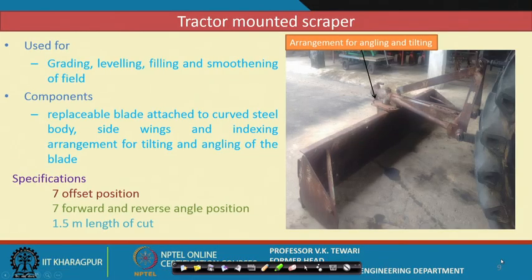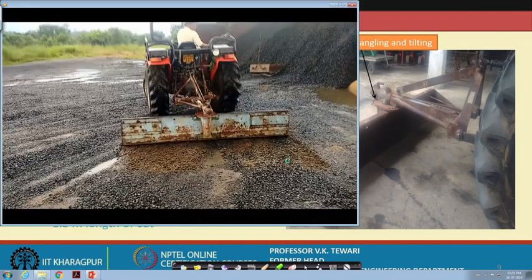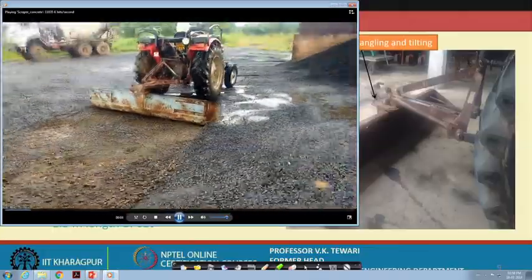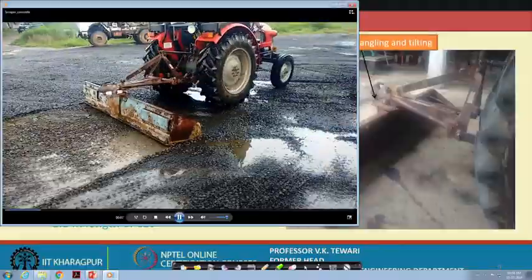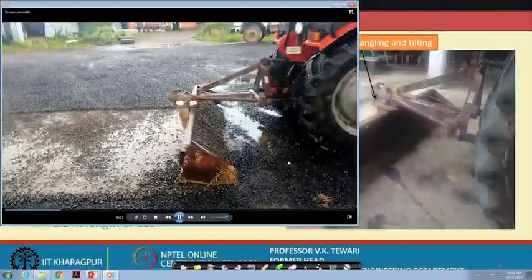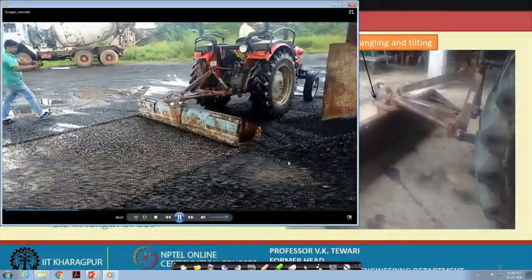Well, tractor mounted scraper. Well, we had already shown you a similar thing here, and so maybe that we will show you the operation of this particular equipment. Yeah, you can have a look at this. It is being used somewhere. The earlier one was front mounted, and this is a rear mounted, and you can see how the operation is done.